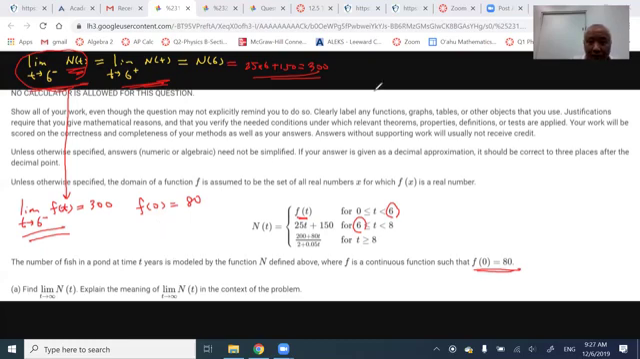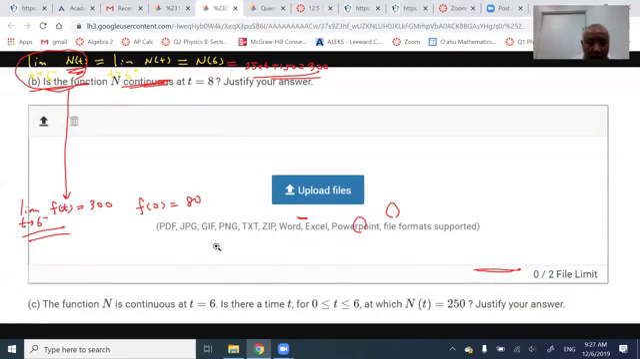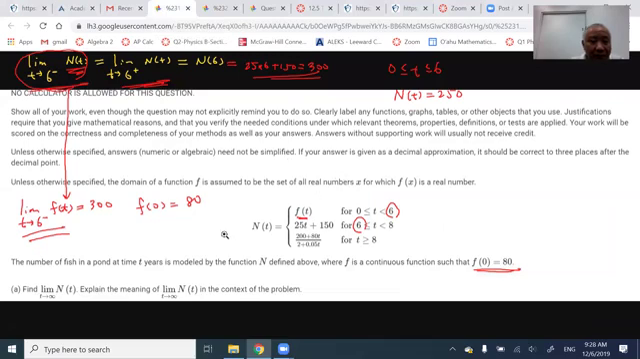Let's go back to this question now. The function is continuous at t equals 6. They ask: is there a time t, with t greater than or equal to 0 and less than or equal to 6, at which n(t) possibly equals 250? Meaning, between year 0 and year 6, is it possible that at some year the number of fish in the pond is 250? That's what they're asking. Justify your answer. So how do you do that? How do you justify your answer here?